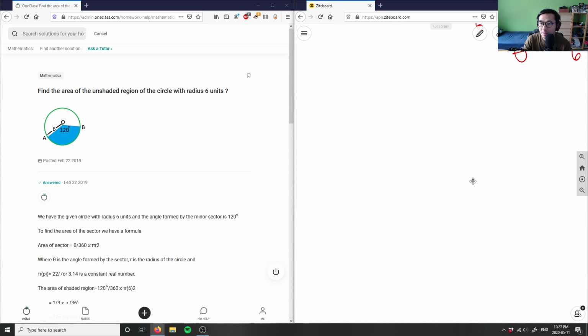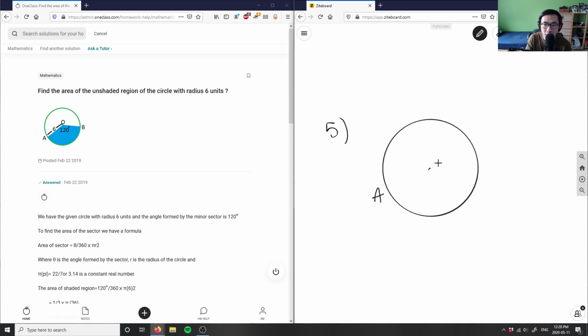That's number 4. We can look at number 5 here. It's asking us to find the area of the unshaded region of the circle with radius 6 units. I'm going to use my circle tool to draw this area out for you. I have a diagram here with some point A, some point O, which is the center, and some point B. And I have an angle that equals 120. So let me just draw this out.